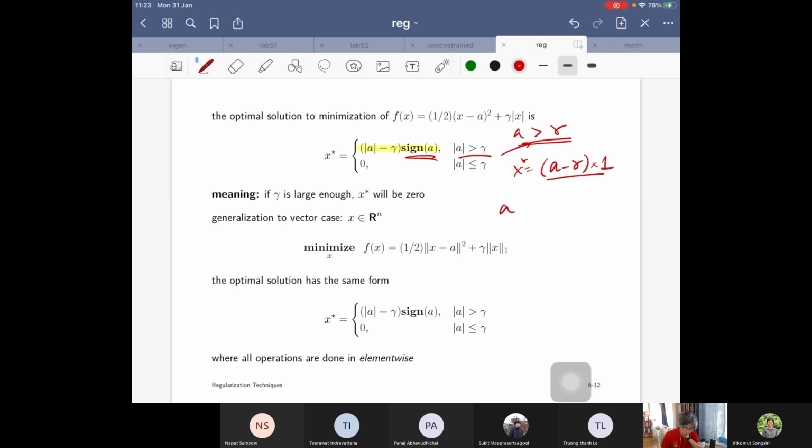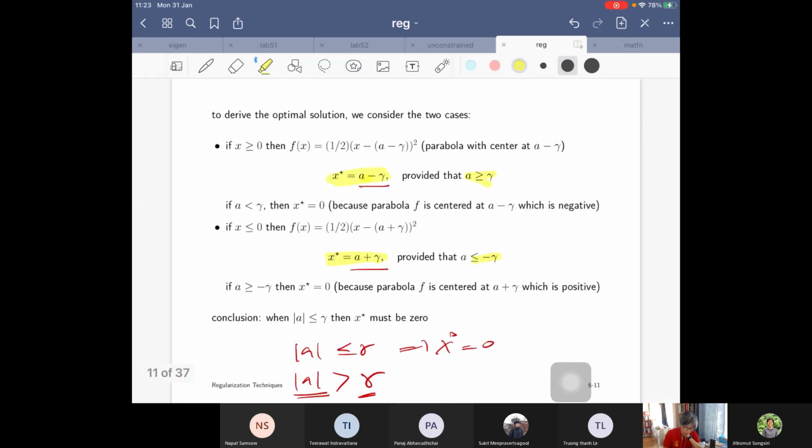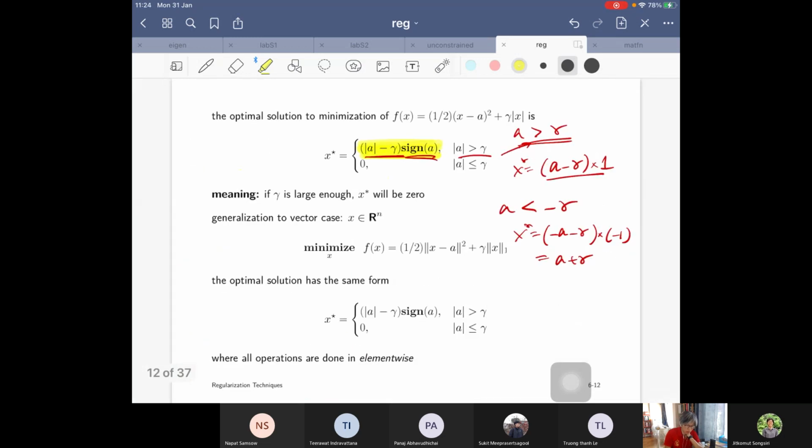When a is less than minus gamma, x star is minus a minus gamma times -1, or in other words, a plus gamma. So what I'm trying to say is that the closed form solution in the yellow highlight is actually the same as these two conditions, but written up into just one expression.